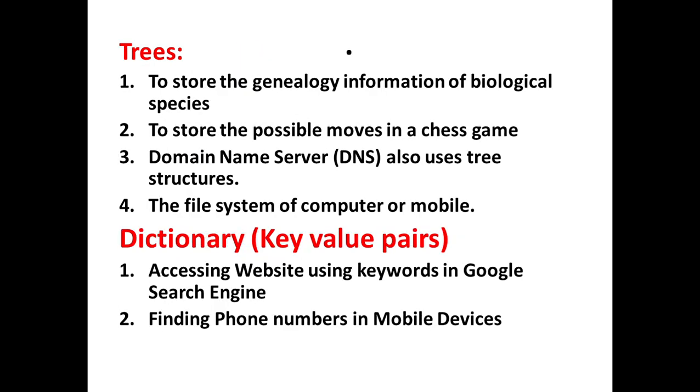And next one is tree. The tree will have a left child and right child and the parent. So the basic uses of a tree are to store the gene related information of a biological species, and to store the possible moves in a chess game, and whenever we are not going to any conclusion, then we can backtrack.